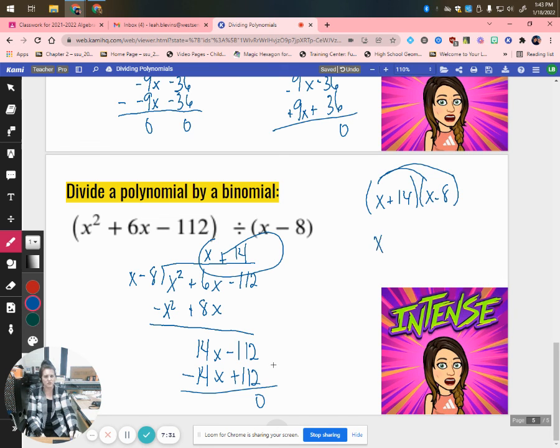x times x is x squared. x times negative 8 is negative 8x. 14 times x is a positive 14x. 14 times negative 8 is negative 112. Combine my like terms and I get 6x. And that's a wrap.